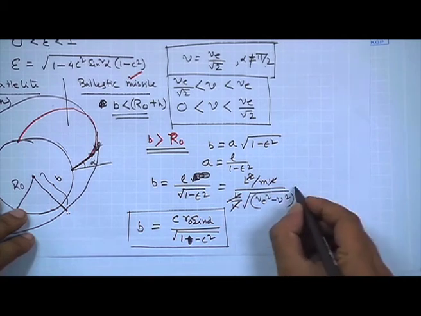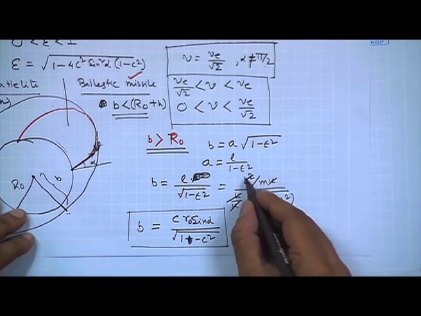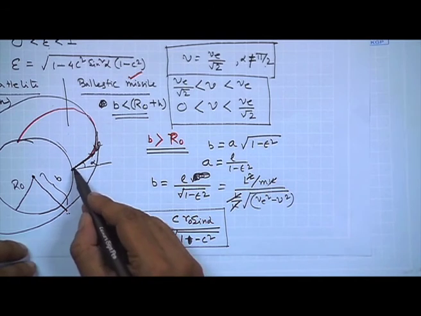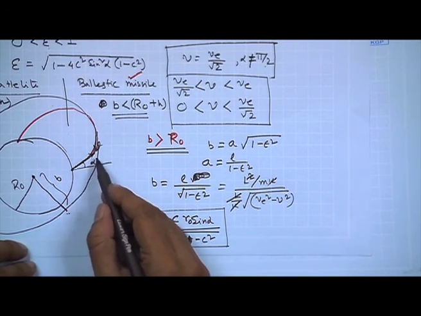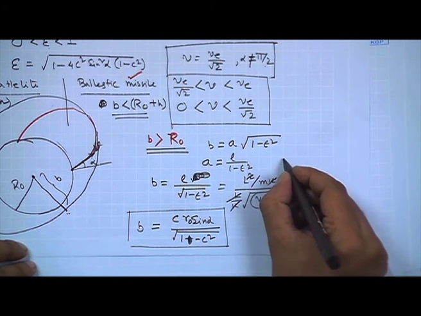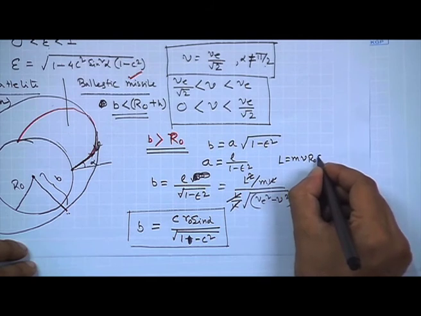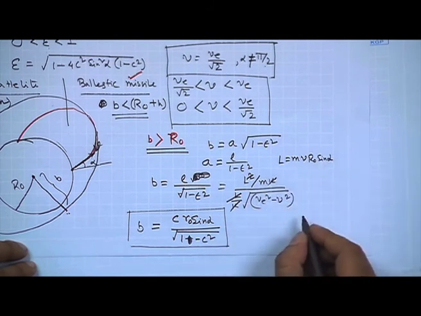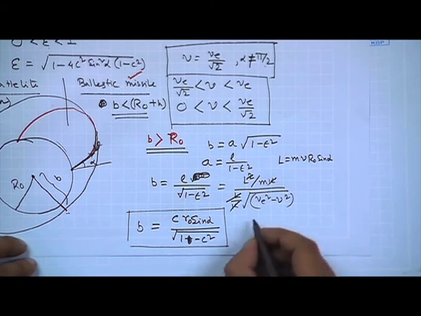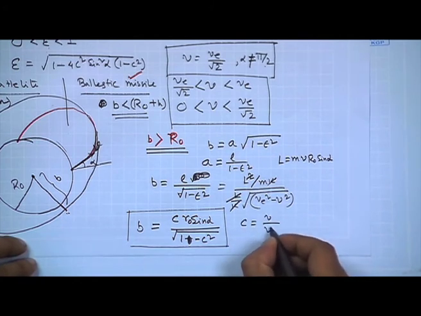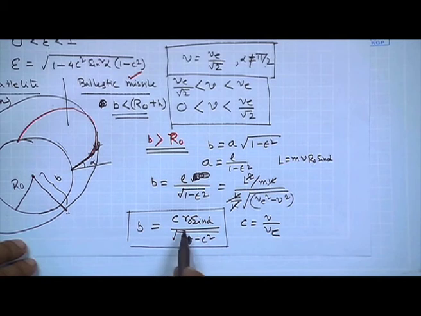Here I did not show the calculation. All you need to do is substitute, since you are initially launching at a velocity v and with an angle alpha, l equal to m v r0 sin alpha into this expression, and you have to write c equal to v by ve. You immediately get this expression that b by r0 is equal to c sin alpha over root of 1 minus c square, right.